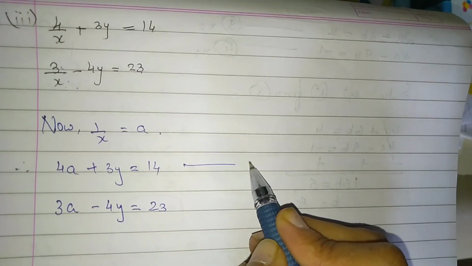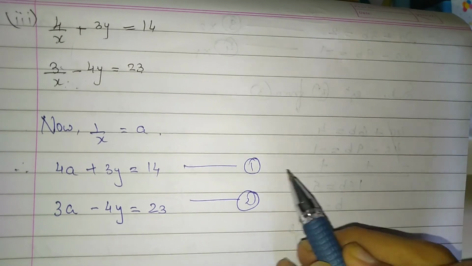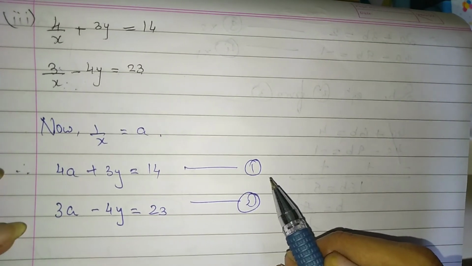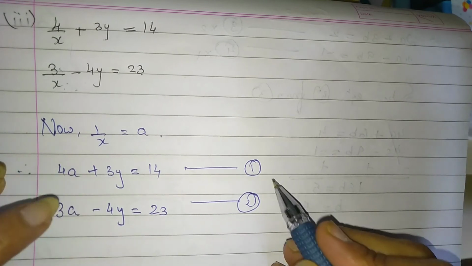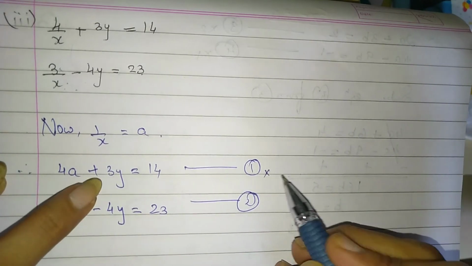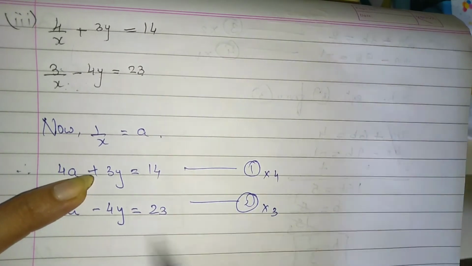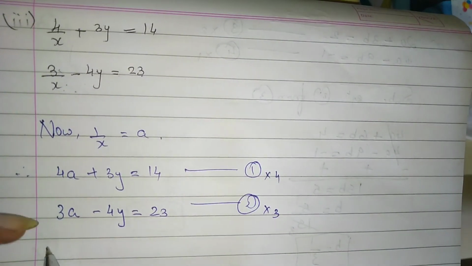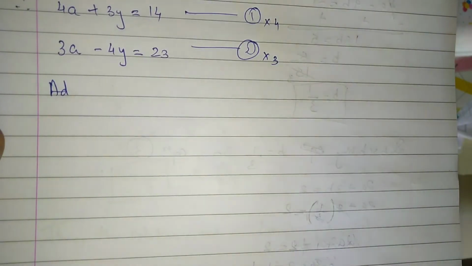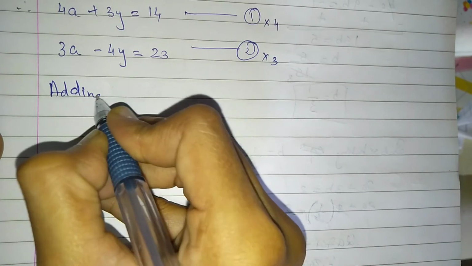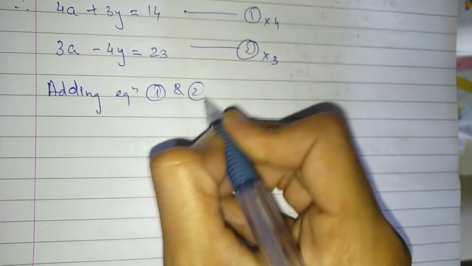Call these equation 1 and 2. Now we have to make one variable the same, so we'll make the variable y. So 3 into 4 and 4 into 3. What we will do is add equation 1 and 2.